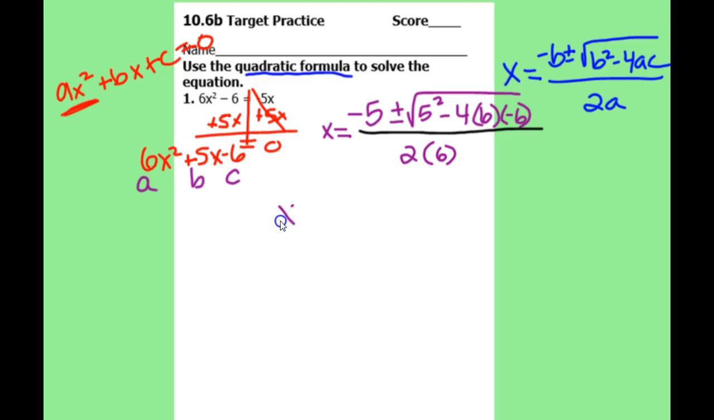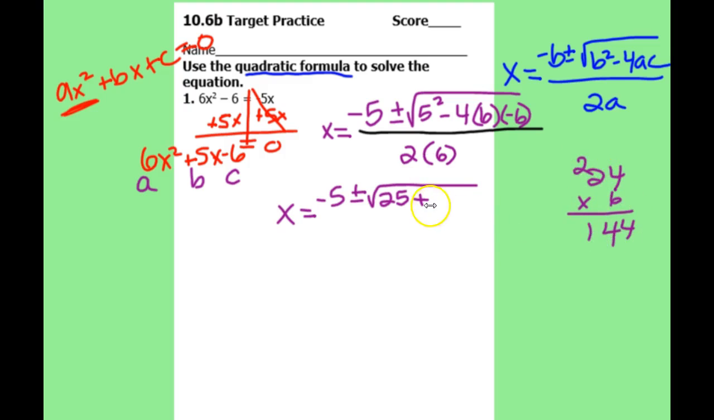So if we simplify this, we have negative 5 plus or minus the square root of 5 squared. Well, 5 times 5 is 25. Then we have negative times a positive times a negative. I know two negatives are going to make a positive. So I have 6 times 4 is 24. And 24 times 6, you can plug it in your calculator. I'm going to multiply it out here. 6 times 4 is 24. 6 times 2 is 12. You get 144. All over 6 times 2, which is 12.